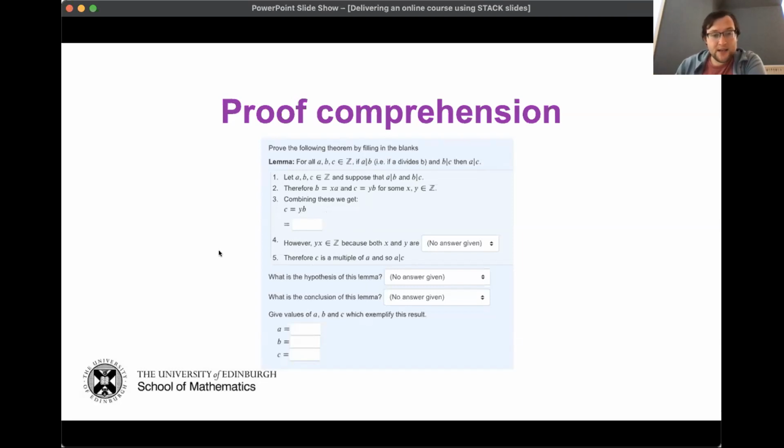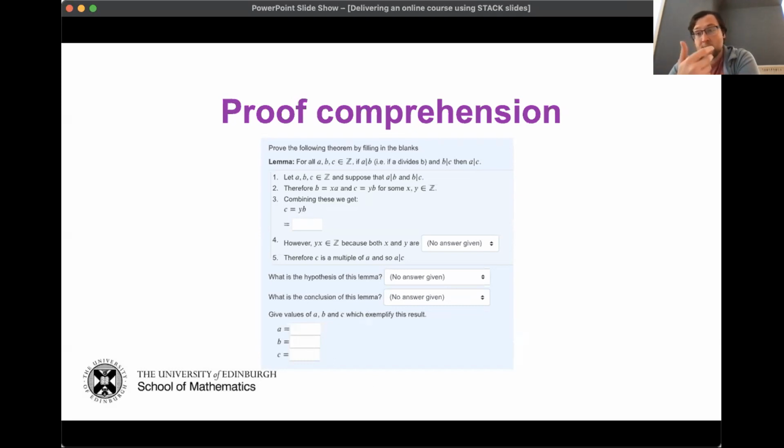In addition to that, you can see that in step 3 of the lemma, we've left a calculation blank for the students to fill in. And in step 4, the "no answer given" box is actually hiding a drop-down list of 4 or 5 different options where the student has to pick the right one to complete the correct statement. Finally, one of the best things that STACK can be used for is giving example questions.